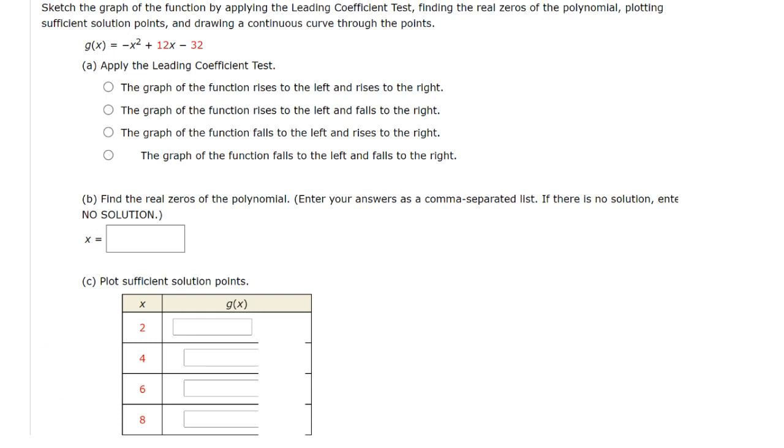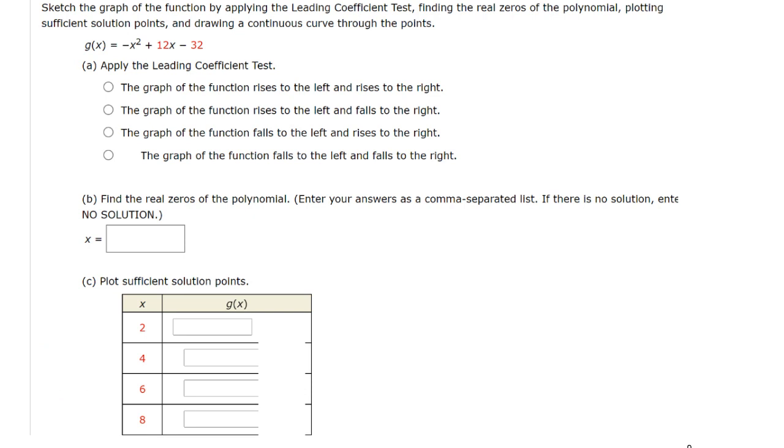Now, we can check this, but if you have any questions. So let's go ahead and move on to this next example. It says, sketch the graph of the function by applying the leading coefficient test, finding the real zeros of the polynomial, plotting sufficient solution points, and drawing a continuous curve through the points. So I have this function, and I can see that it's a square function, right? And the graph is going to be a parabola. So what we have, g of x is equal to negative x squared plus 12x minus 32. So we have this multiple choice, says apply the leading coefficient test, okay?